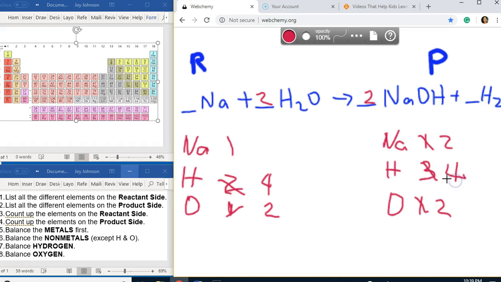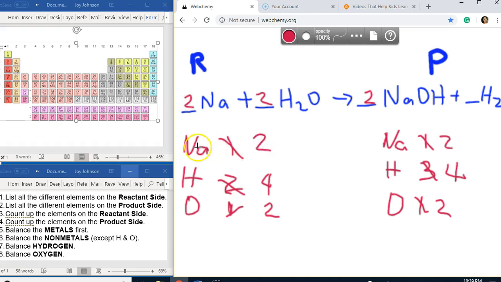Let's look at our equation. We have Na is 1 on the reactant side and 2 on the product side. H is 4 on the reactant side and 4 on the product side, which is balanced. Now our oxygen is 2 and 2. The only thing that we need to do is change the Na to 2. So what we can do is put 2 right here. Then 2 times 1, so this becomes 2.